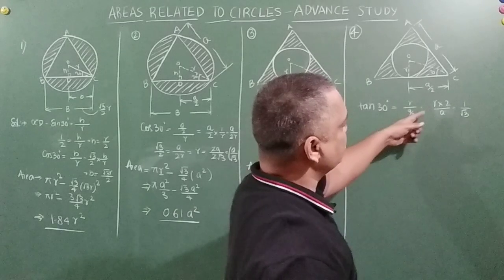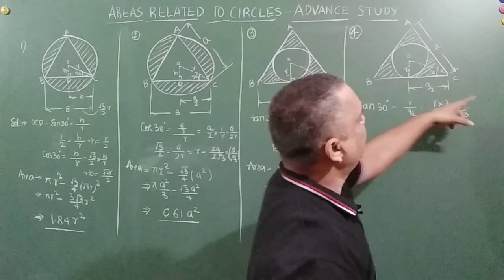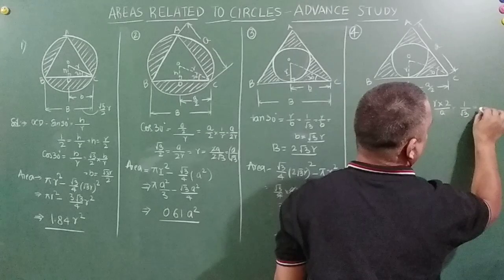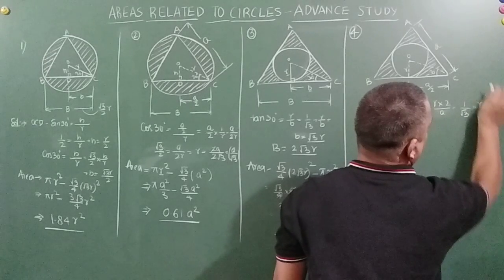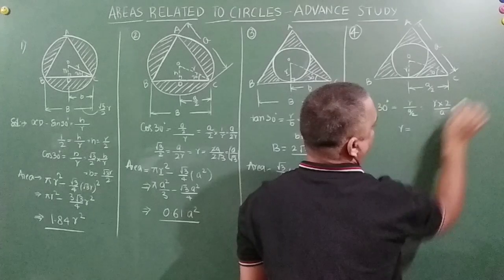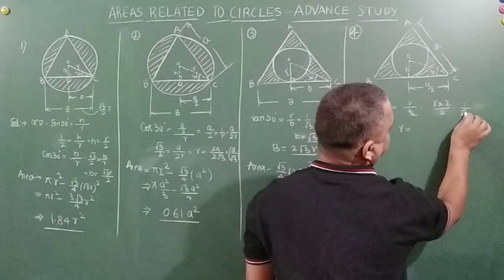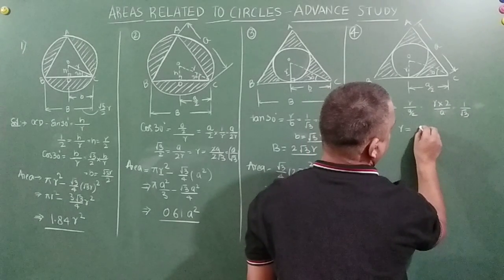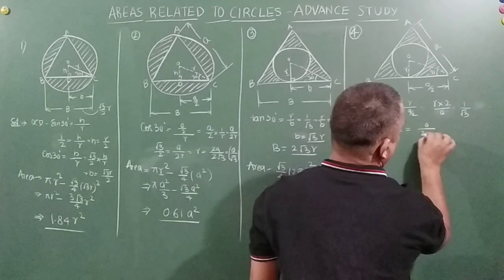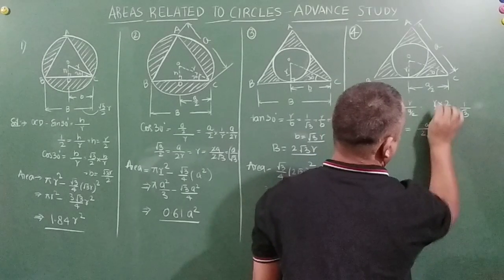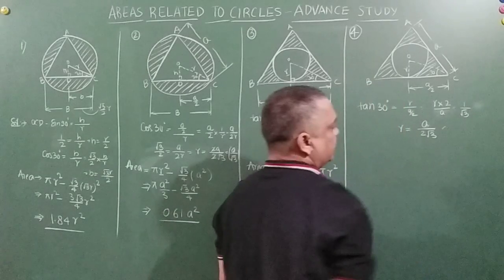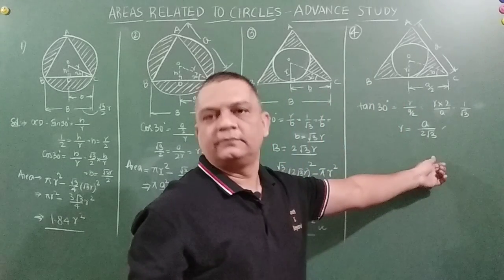Now I have to find out the value of R. So R will be, A will go on the top and 2 will come down. R is equal to A by 2 root 3, right? So now we have got the value of R.